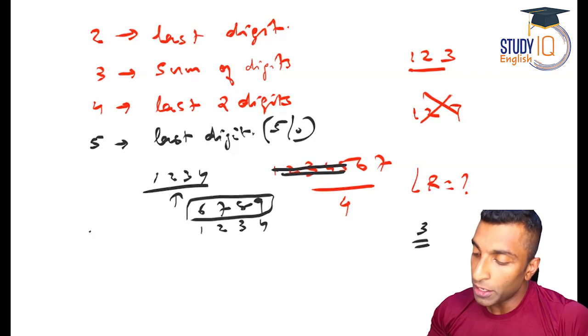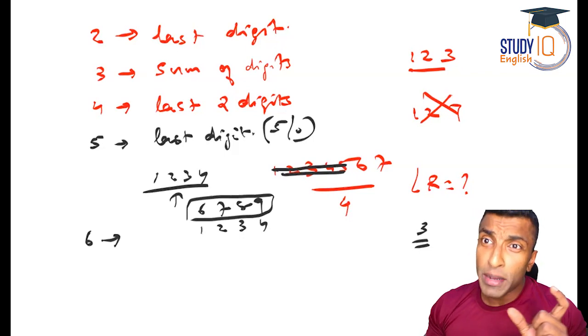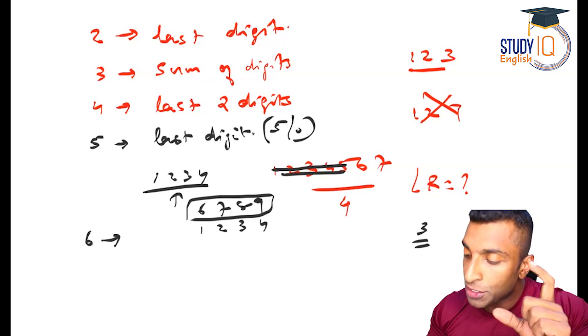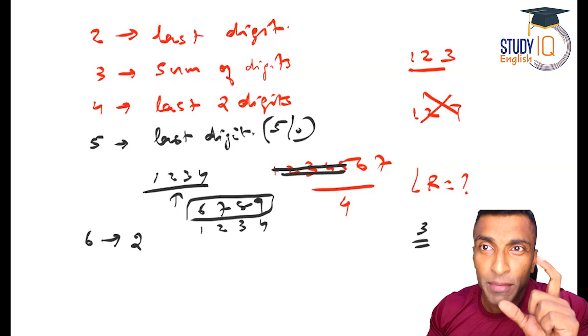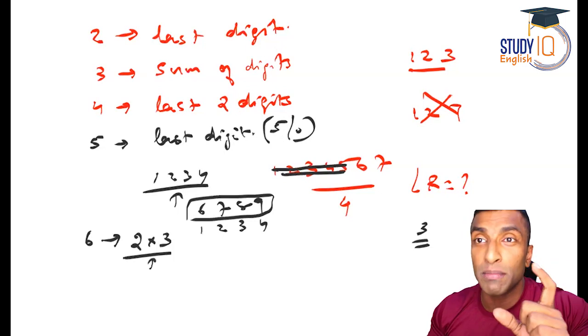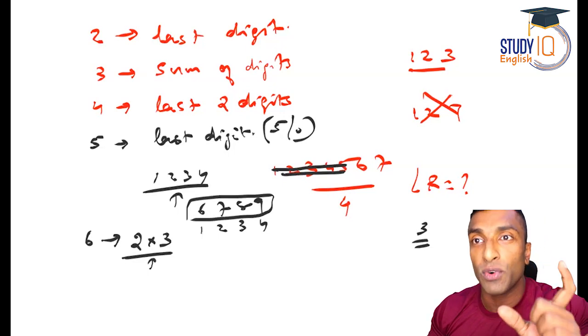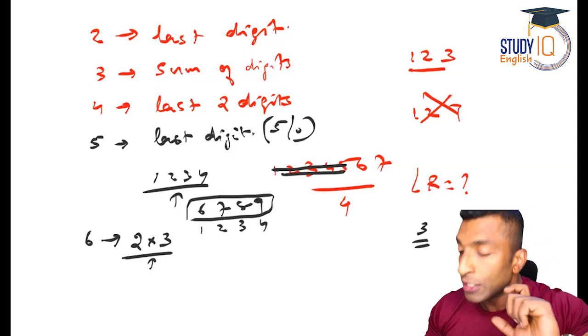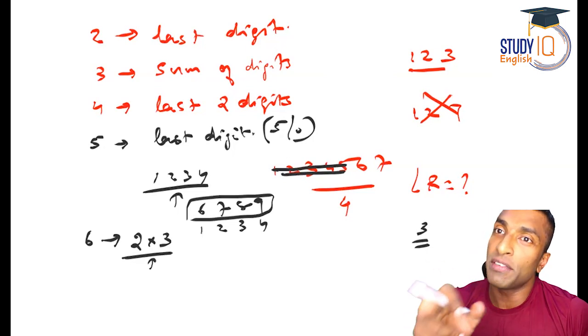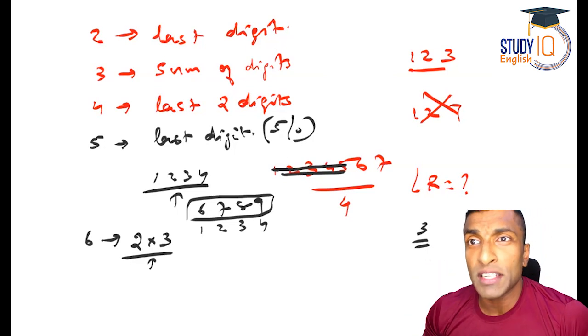Now, what about the divisibility of 6? If a number needs to be divisible by 6, it needs to be an even number. That means it should be divisible by 2. At the same time, it should be divisible by 3. So a number which is divisible by 2 and 3 is divisible by 6. So the first criterion is it should be an even number. The second criterion is it should be divisible by 3. How to check whether it is divisible by 3?